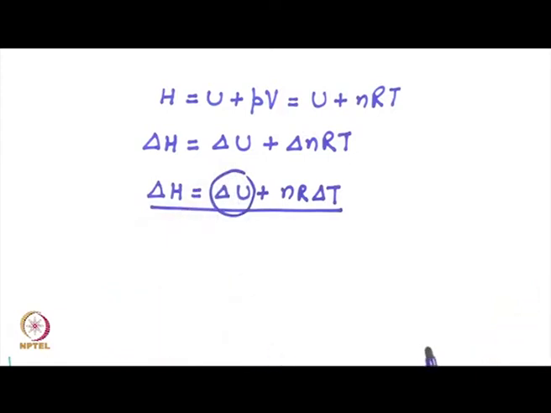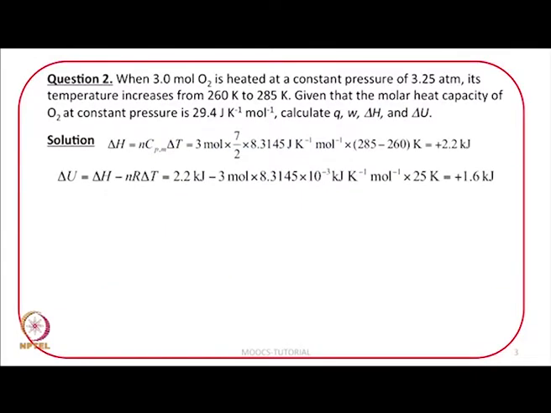Now, let us go back to the slide. So, delta U is equal to delta H minus N R delta T. We substitute the value of delta H as 2.2 kilojoule, N is equal to 3 mole, R is equal to 8.3145, and I divide by 1000 to convert into kilojoule per Kelvin per mole, and delta T is 25 Kelvin. You see delta U is turning out to be plus 1.6 kilojoule.